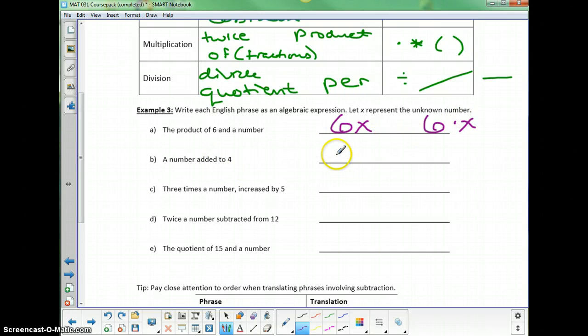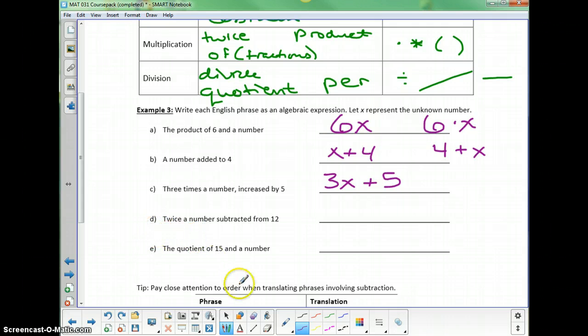A number added to 4, so I could say x plus 4. Or I could say 4 plus x, because the order that I write things in when I'm doing addition doesn't matter. You can add 2 and 3 and add 3 and 2, you'll get the same thing. 3 times a number increased by 5. Okay, 3 times a number. Increase is add by 5. 3 times, that's my multiplication of 3 of my number. I'm going to take that and increase it by 5. So that sounds good. Okay, those are pretty straightforward.